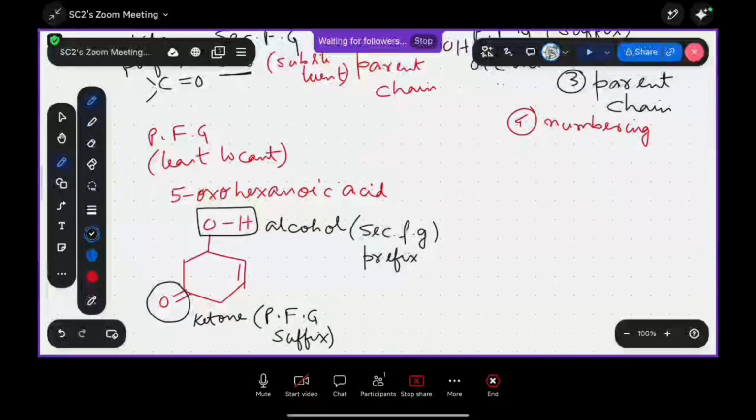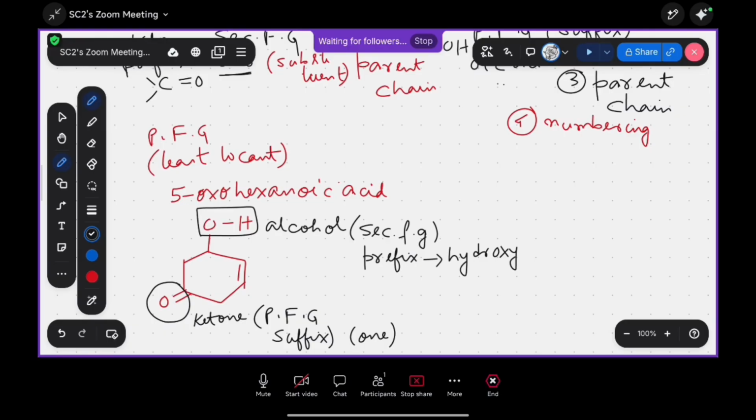The ketone functional group has the suffix -one. You will use the suffix -one for this. The suffix for ketone is -one, whereas the prefix is -oxo. And for alcohol, the prefix is hydroxy. That means the first two steps, identification of the principal functional group and the secondary functional group, are done. After that, we need to find out the parent chain. Since this is a cyclic compound and there are no side chains, no more alkyl group, so this is the parent chain. Now the fourth step is the numbering.